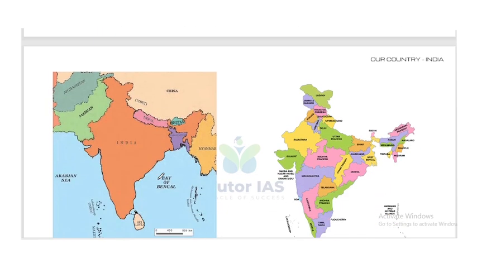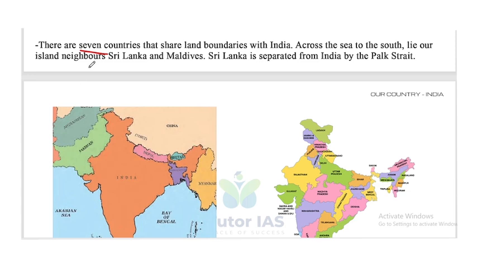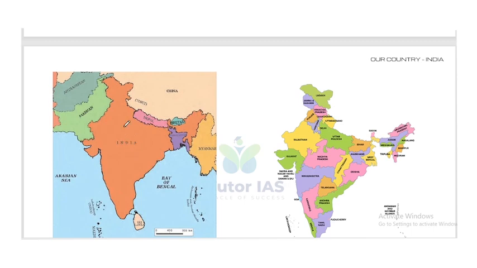Look at this picture. First, let's discuss the 7 countries that share a boundary with India. First one is Pakistan. Second one is Afghanistan. The third country is China. Then Nepal. Then Bhutan, Myanmar, and the last one is Bangladesh. So these are the 7 countries which share borders with India. And India shares its longest boundary with Bangladesh.